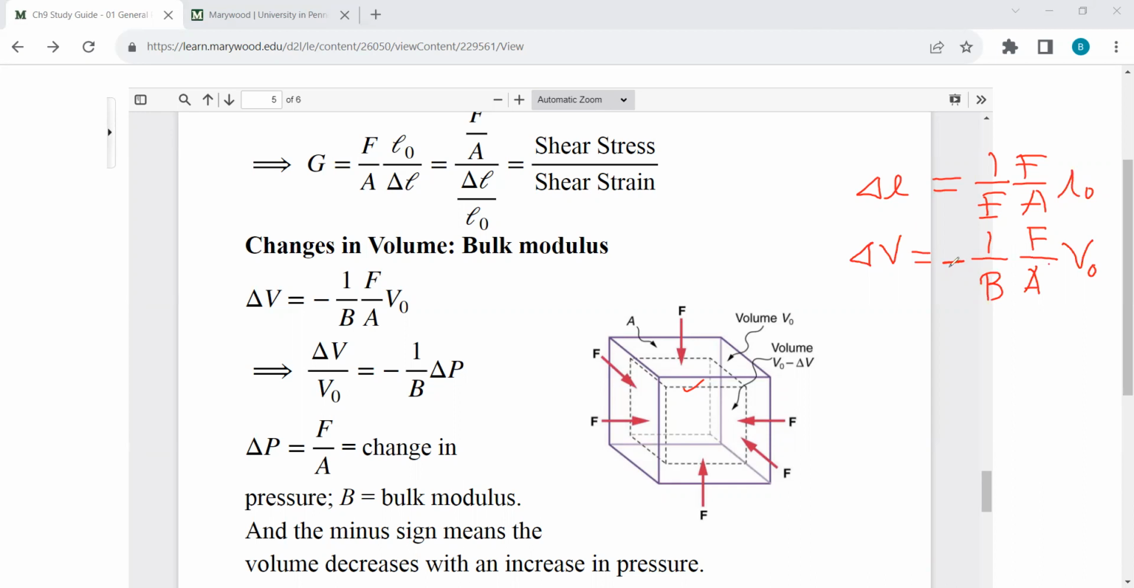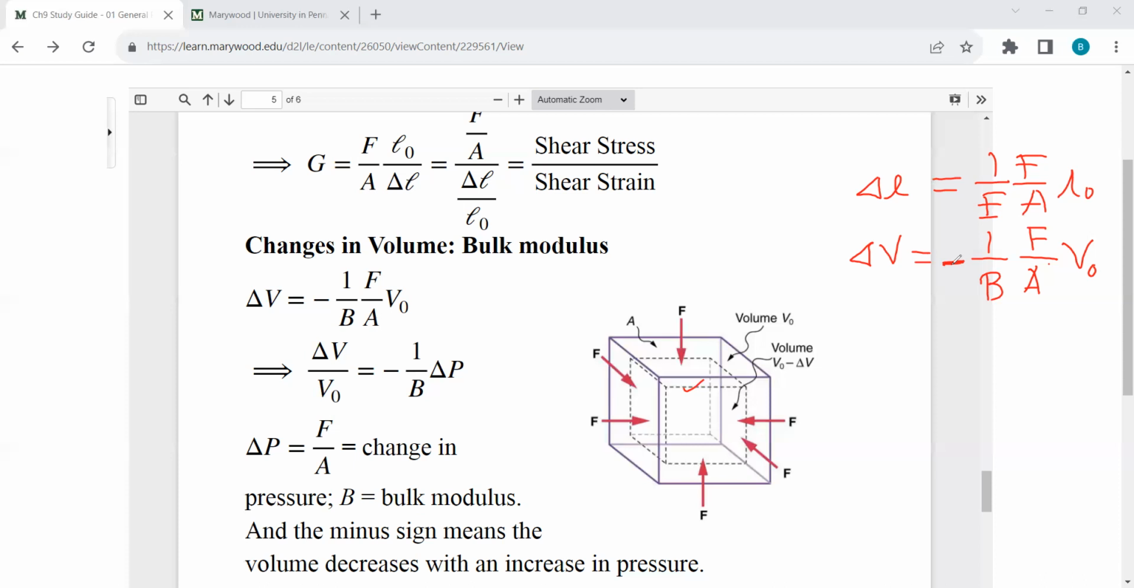Okay, so this minus sign we have here is because of the decrease in the volume. When change in volume happens, most of the time the volume decreases. When you deal with delta L, either the length increases or is compressed. But here, most of the time delta V, volume, decreases, so that's why we have a negative sign here.